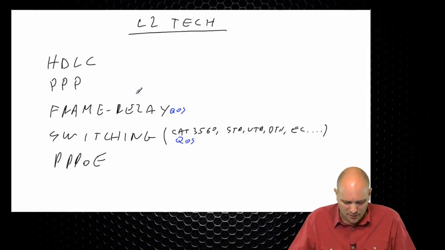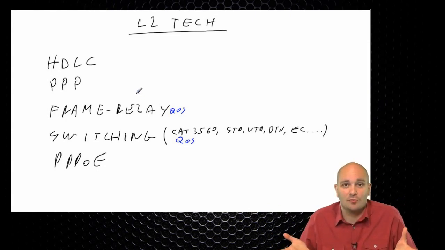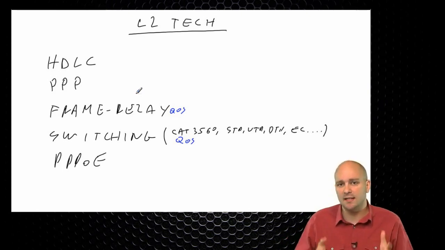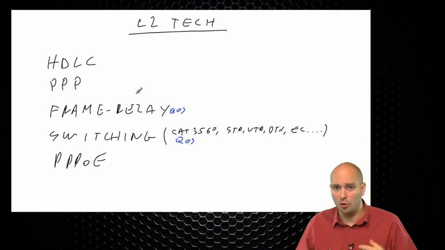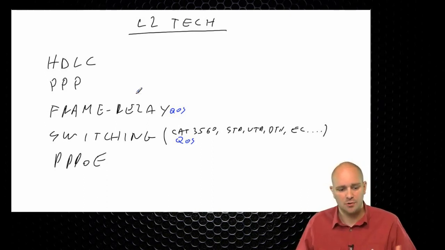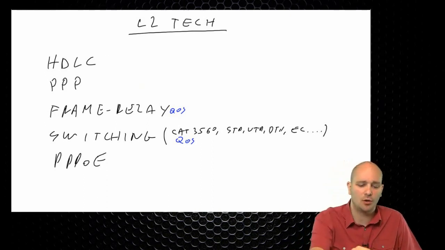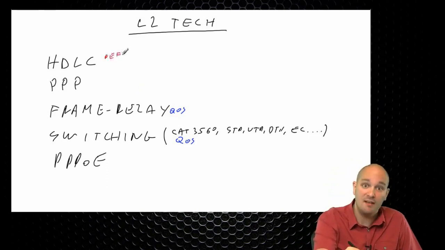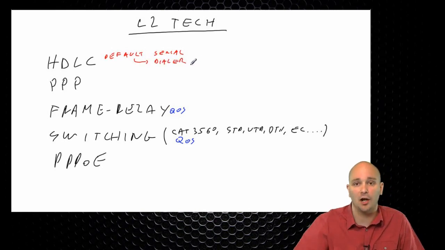Now, the only important thing to remember about HDLC is that it's the default on all serial interfaces. If you don't set encapsulation on the serial interface, it will be HDLC. If you want to change it, you of course have to use the encapsulation command. But the big thing about Cisco HDLC is that it is default on all serial interfaces, and more importantly, it's default on all dialer interfaces.